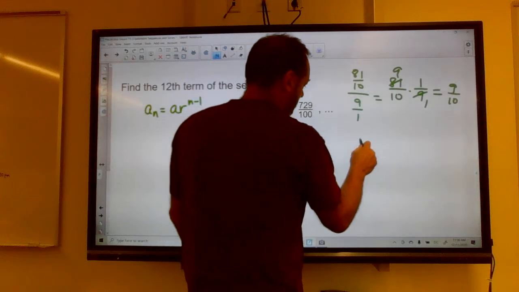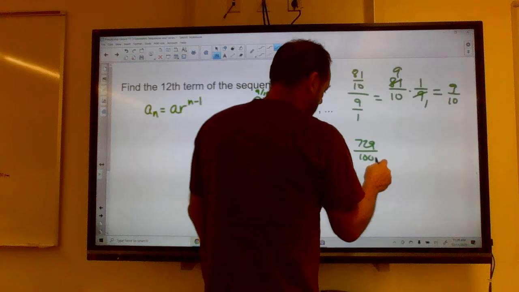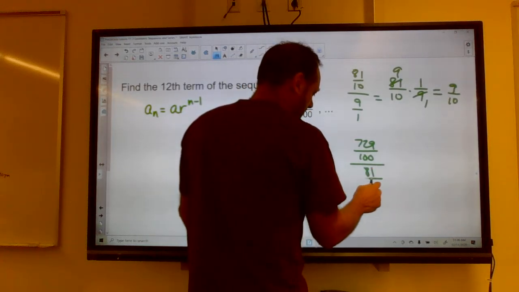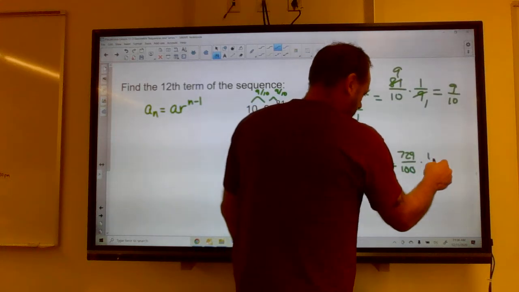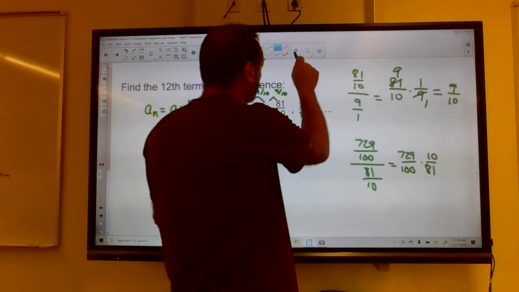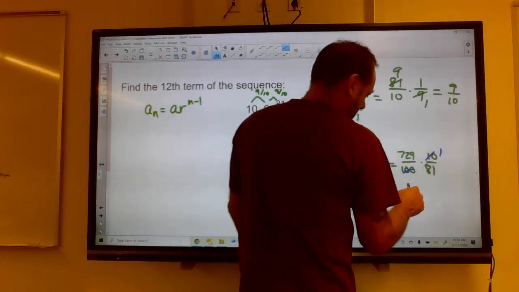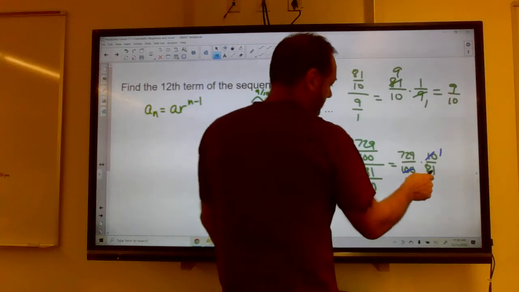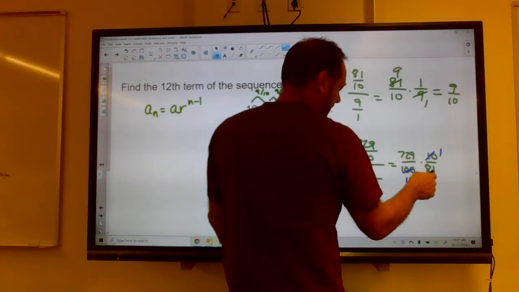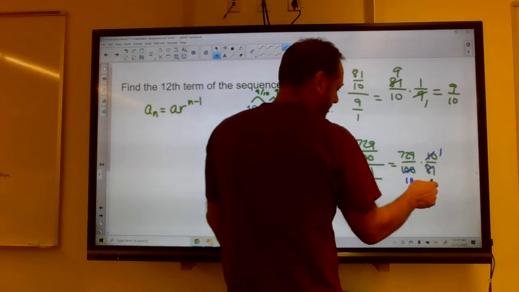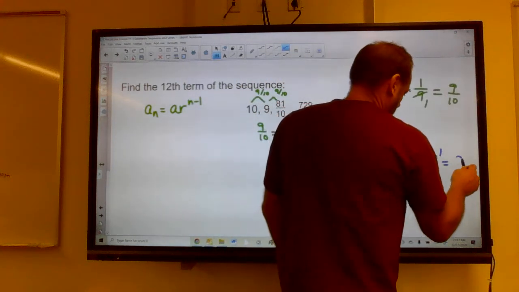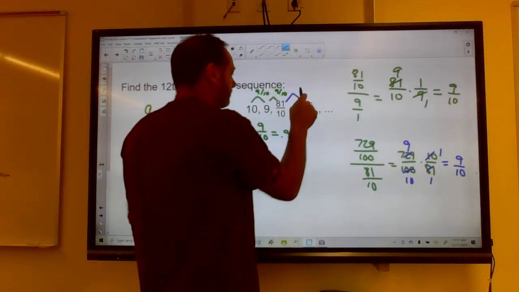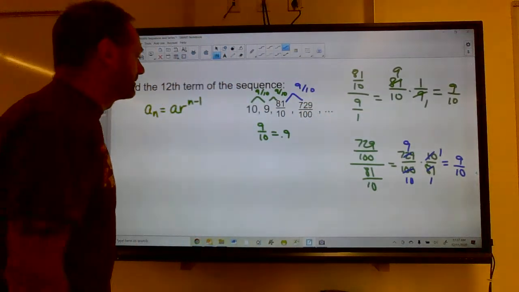And I can do the same thing here. I can say 729 divided by 100, divided by 81 over 10. That's 729 over 100 times 10 over 81. I can cancel a 10. And let's see, if I divide this by 81, that will be 1, and that will be 9. And so this ends up being 9 tenths again. So that's got a common ratio of 9 tenths.